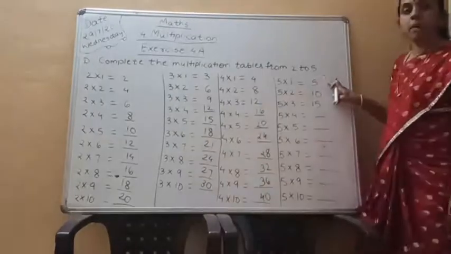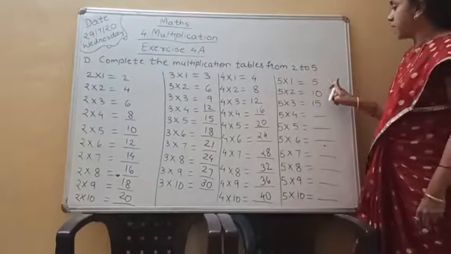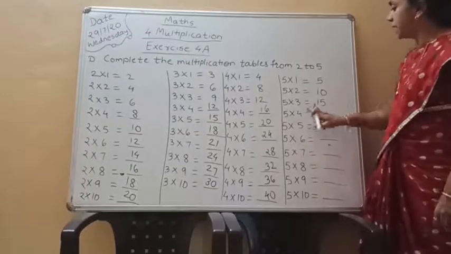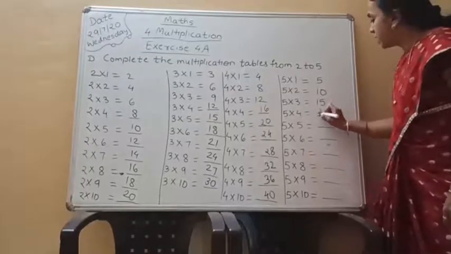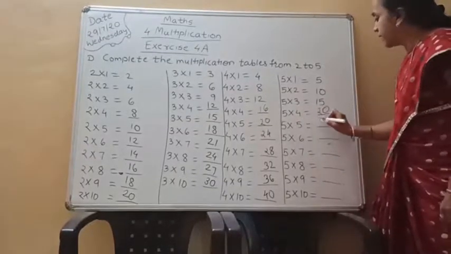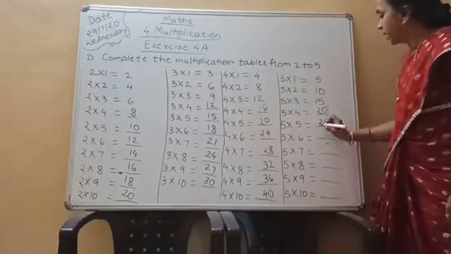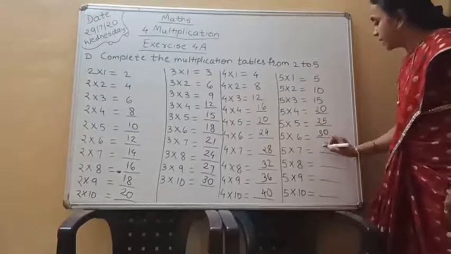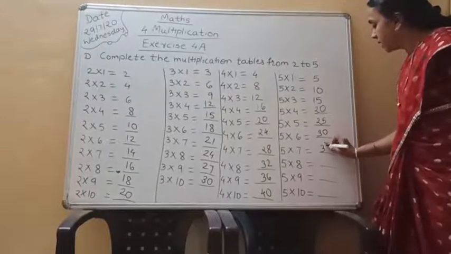Now see table of 5. 5 1s are 5. 5 2s are 10. 5 3s are 15. 5 4s are 20. 5 5s are 25. 5 6s are 30. 5 7s are 35.